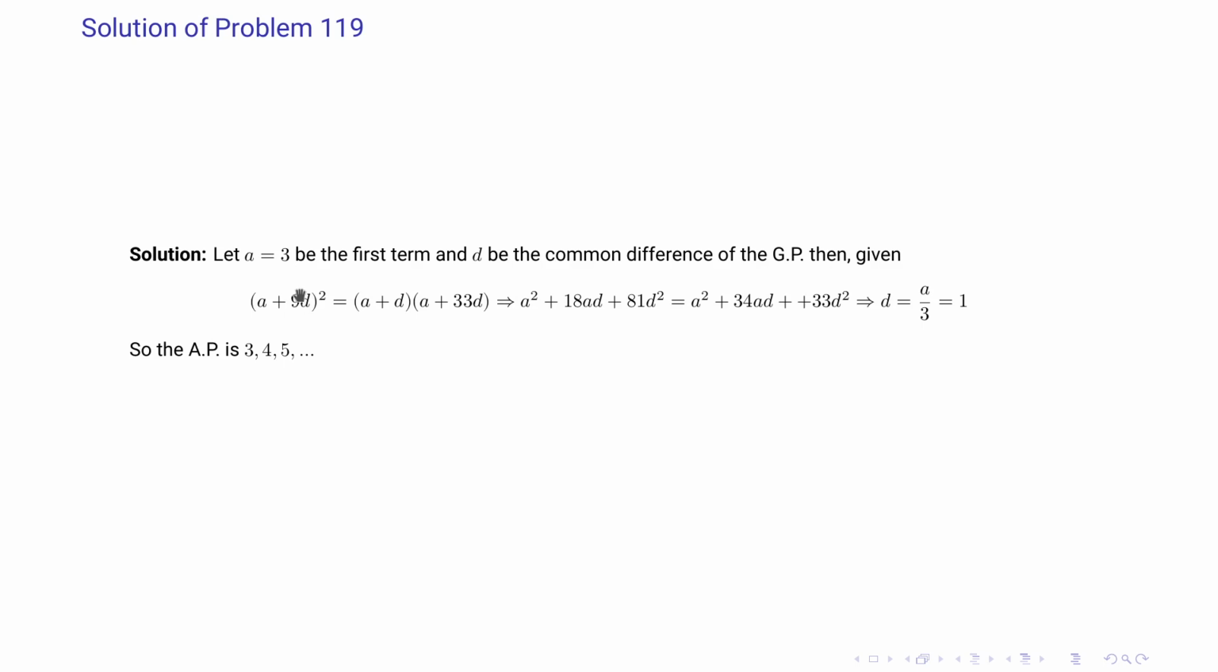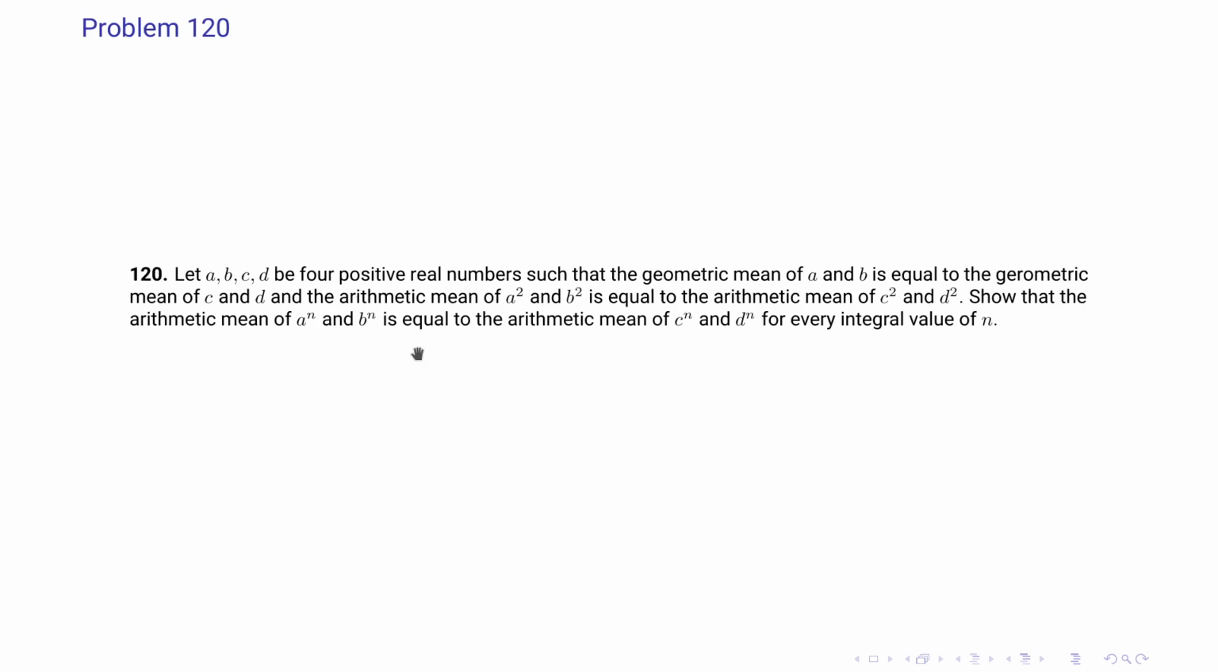So 10th term square is equal to second term multiplied with 34th term. We solve this to obtain D is equal to A by 3, but A is 3, so D is equal to 1. So the AP would be 3, 4, 5 and so on.